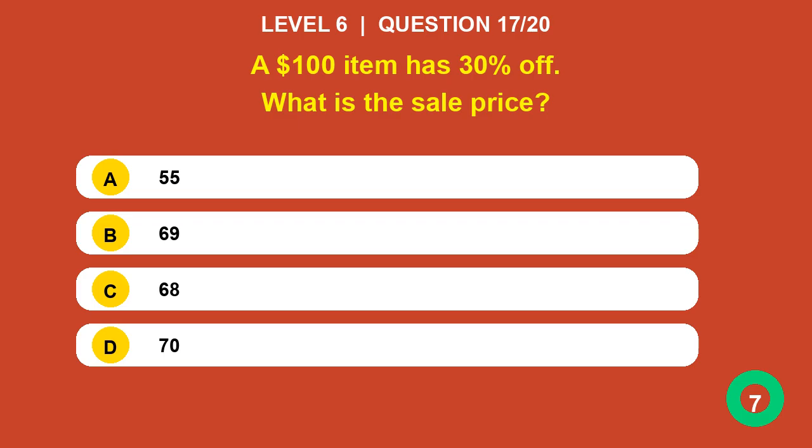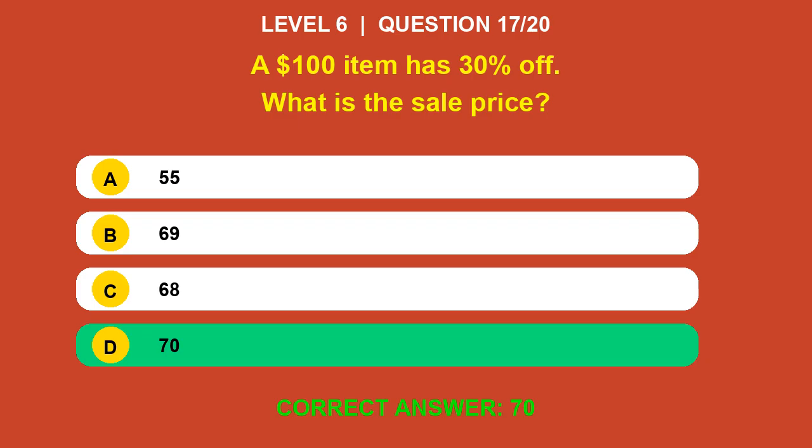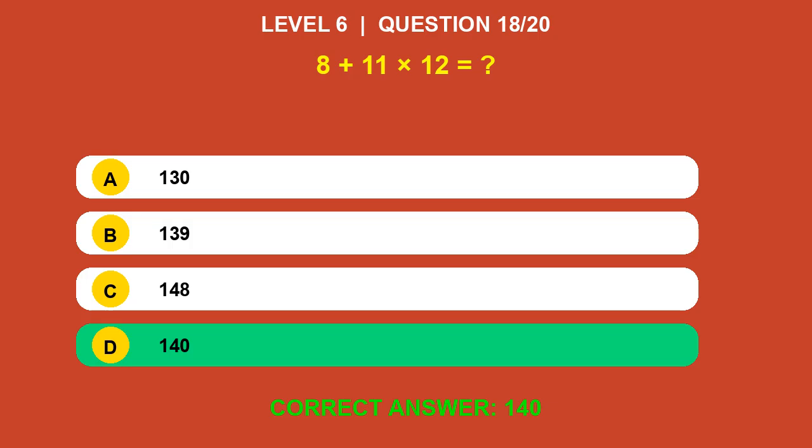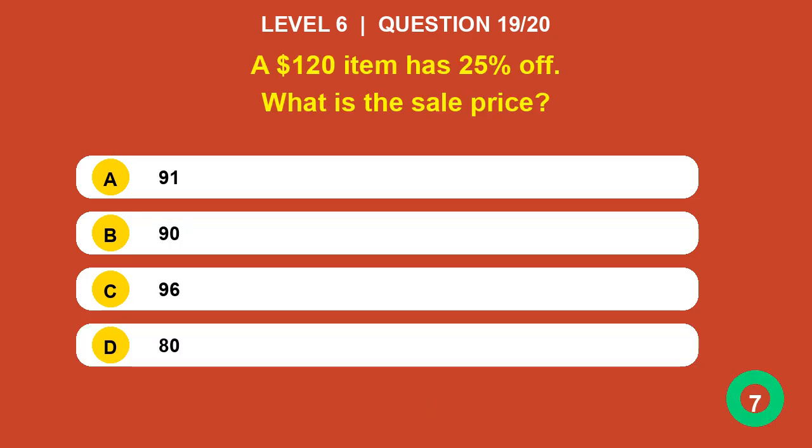What is the sale price? Answer is 70. 8 plus 11 times 12 equals? Answer is 140. A $120 item has 25% off.